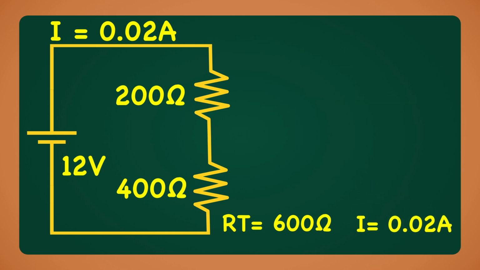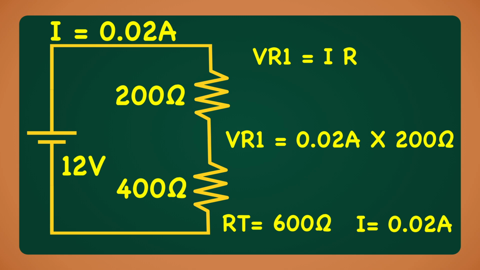Next, let's find the voltage across each of the resistors. We know that in a series circuit, the current is constant through both resistors. Since we know the voltage in the circuit and the current in the circuit, we can use Ohm's law to calculate the voltage across each resistor. Let's start with R1, V equals I times R. So to calculate the voltage across R1, we multiply the current times the resistance of R1. The voltage across R1 equals 0.02 amps times 200 ohms. The voltage across R1 is 4 volts.